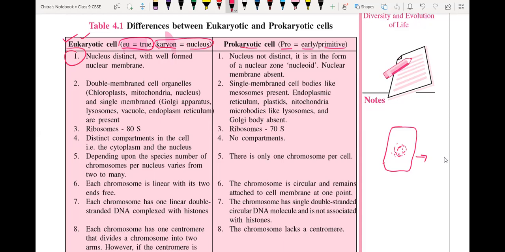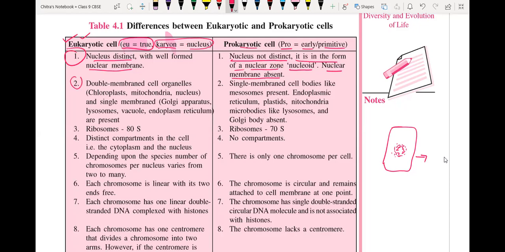So the first difference: the nucleus is distinct in eukaryotes because it is formed by a definite nuclear membrane. But in the prokaryotic cell, no distinct nucleus is present, so the nucleus is not distinct. That means no nuclear membrane is present. It is in the form of a nuclear zone. It means if a dense structure is present at the center of the cell, we consider only that it might be the nucleus. It is also termed the nucleoid. The nuclear membrane is absent in the prokaryotic cell.